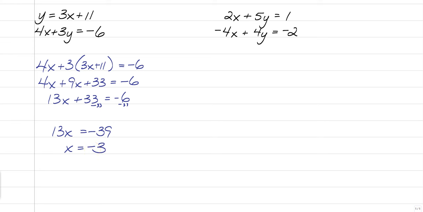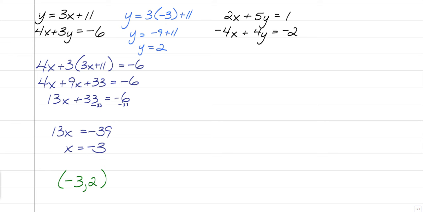Now that I have my first variable, I can go back and substitute this into the y equals equation, which stands alone. So y is equal to 3 times a negative 3 plus 11. So y is equal to a negative 9 plus 11, which means y is equal to 2. So our final answer for this first example is going to be (negative 3, positive 2).